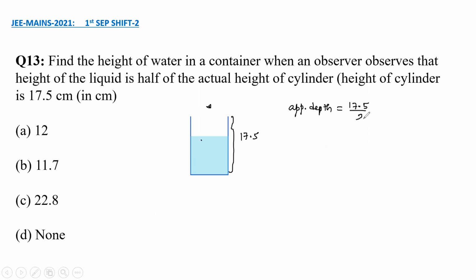17.5 divided by 2. This is equal to, if the actual depth is d, divided by the refractive index of water, which is 4 by 3. So the actual depth is 17.5 divided by 2 into 4 divided by 3, which will come out to be 35 divided by 3. That will be close to 11.7. So the option is B, and I hope you are clear.